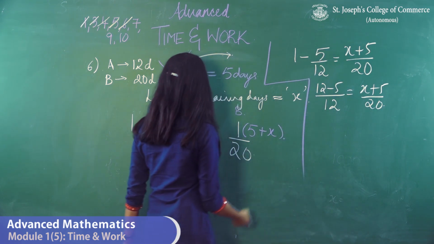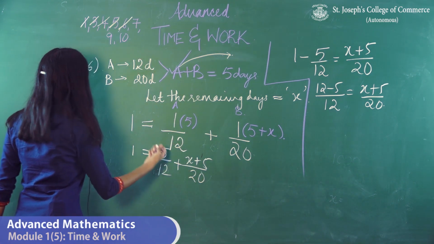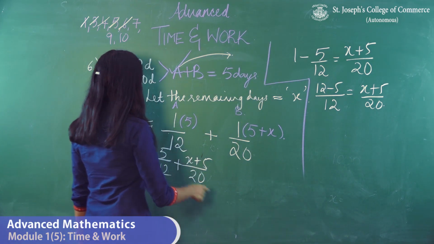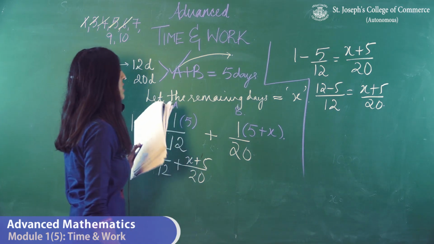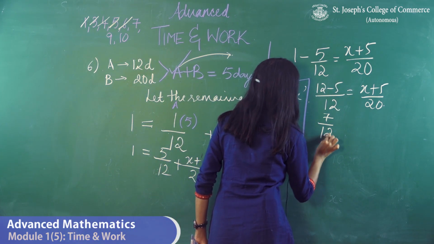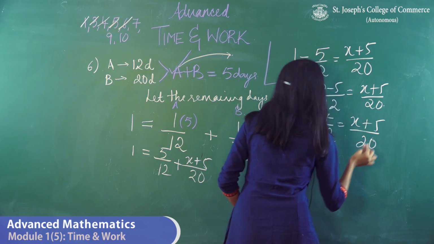I just take 5 by 12 being a constant, I take it to the other side. So 5 by 12 will come this side, it will get subtracted. So 1 minus 5 by 12 is equal to X plus 5 by 20 will remain as it is. 12 minus 5 is 7 by 12 is equal to X plus 5 by 20.